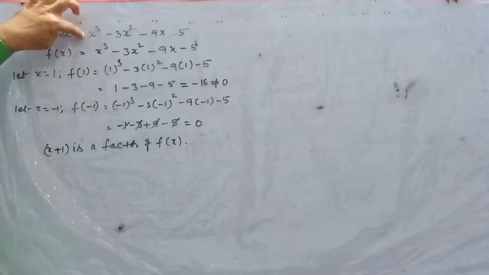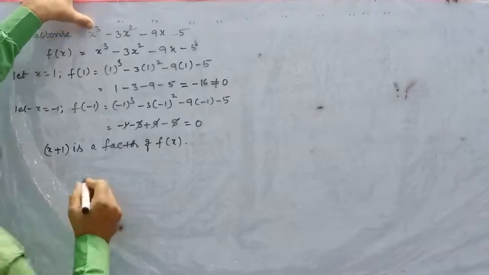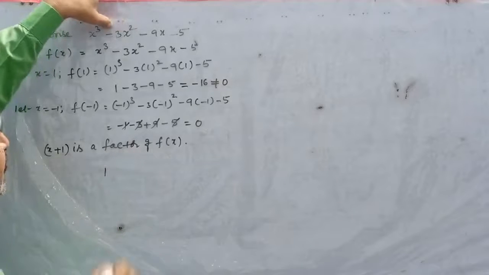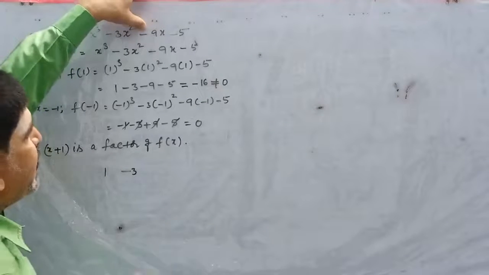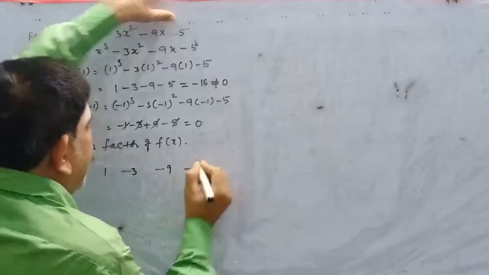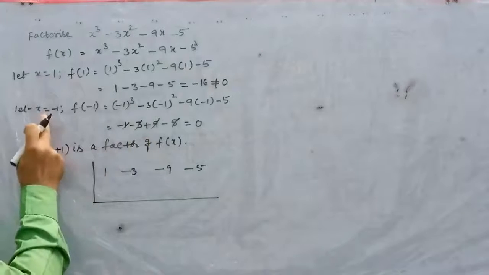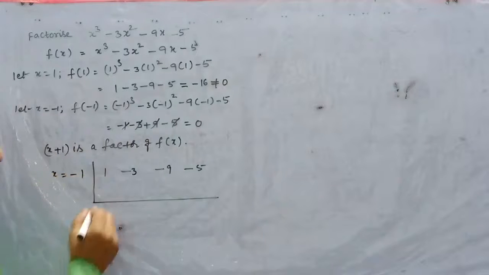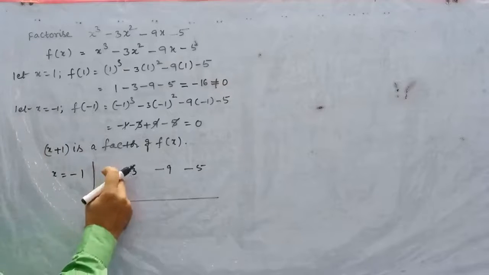So what is the variable? x is the variable here. The coefficient of x cube is 1. Second, the coefficient of x square is minus 3. Third one, the coefficient of x is minus 9. And the constant is minus 5. Here x is equal to minus 1 is a factor. So x is equal to minus 1. Now you write 0 here. Right? 0. Add these 2 values.